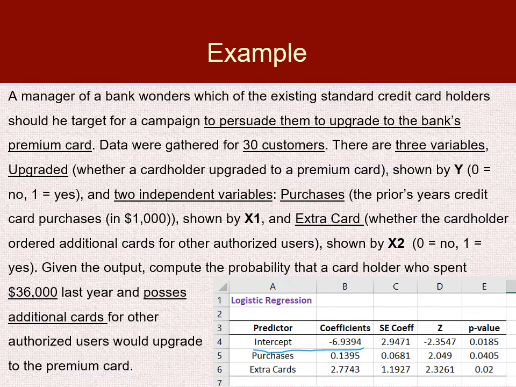In the next column, we have the coefficients. B0, the intercept, is negative 6.9394. The purchase coefficient, B1, which is the coefficient of X1, is 0.1395. The extra card coefficient, B2, is 2.7743. So we have all the coefficients that we need. We can build the probability using the previous formula. We can find the estimated probability of Y equal to 1, or the person would upgrade. So given this information, try to use the previous equation to find the probability, and then we're going to see the solution later.